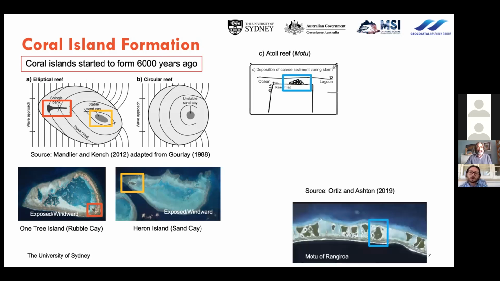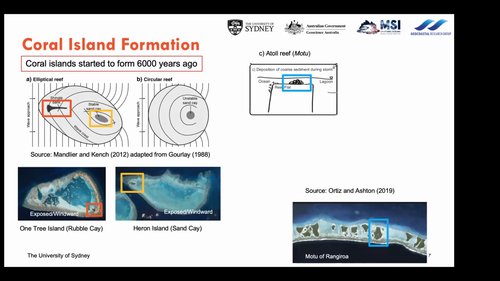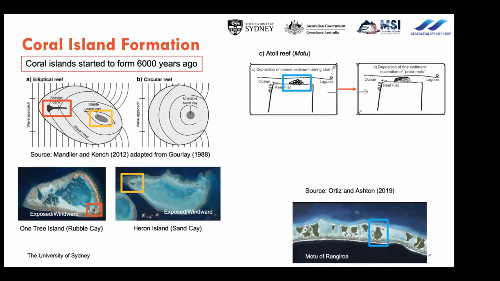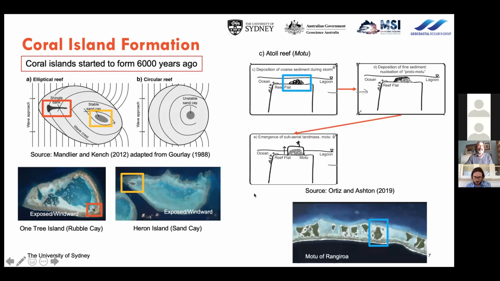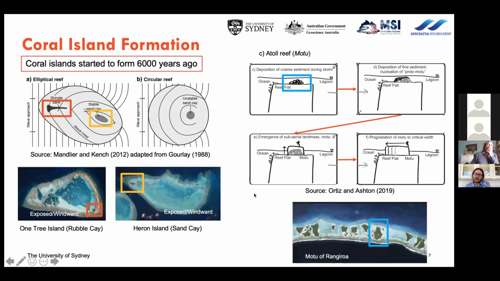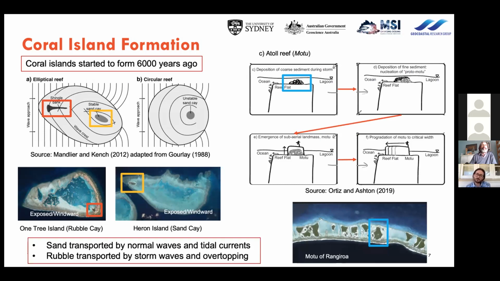So I've given you also an example of an atoll reef where this paper in 2019 showed that there's an initial rubble formation from storms. Then you have a following of sandy material on top. Then we get to sea level, and then we can have a lateral progradation. So islands in themselves can be quite different in how they form, and that shows us a lot of different types of islands.